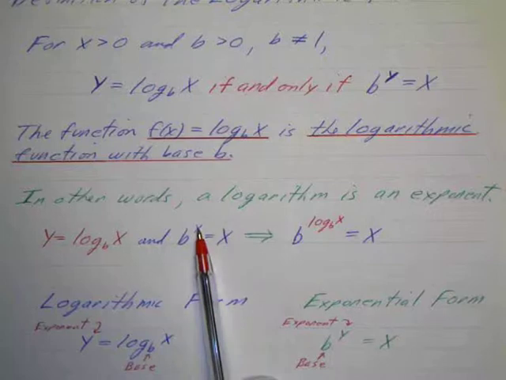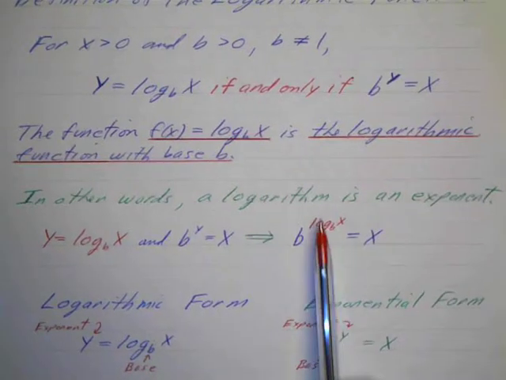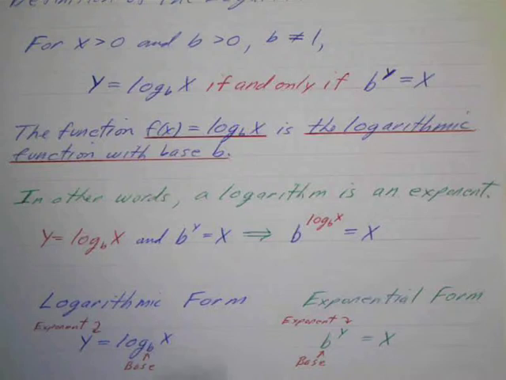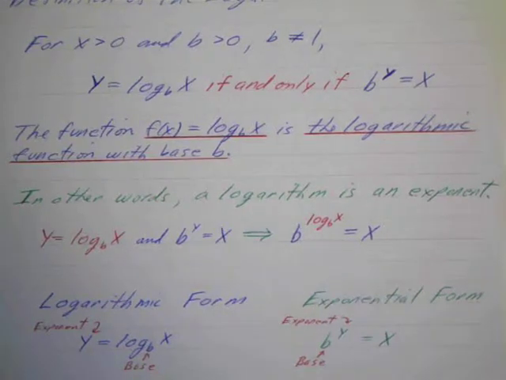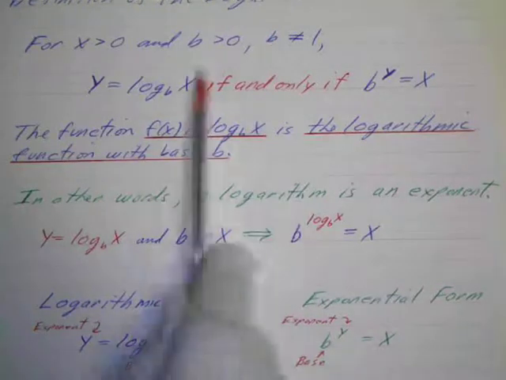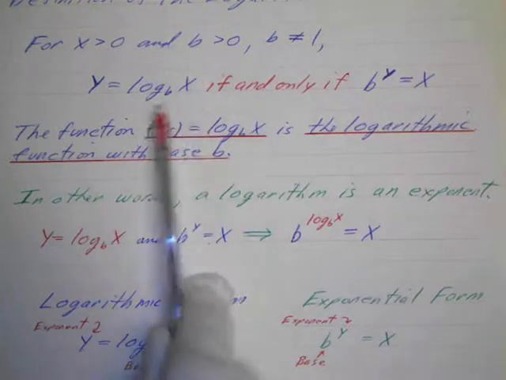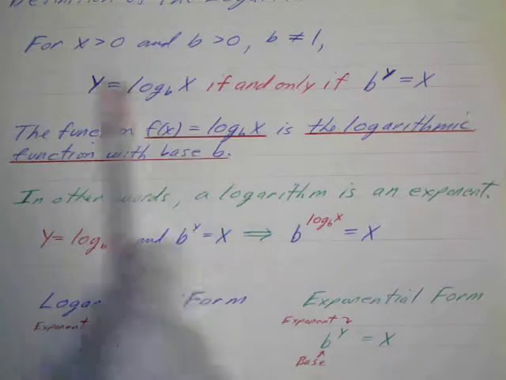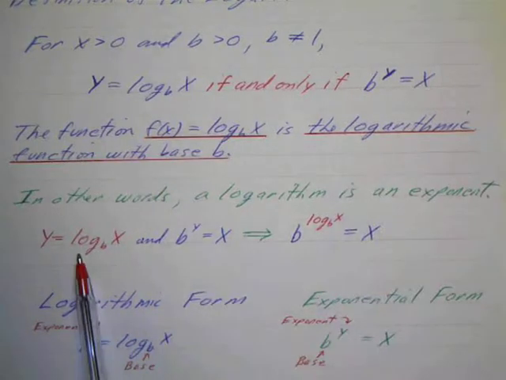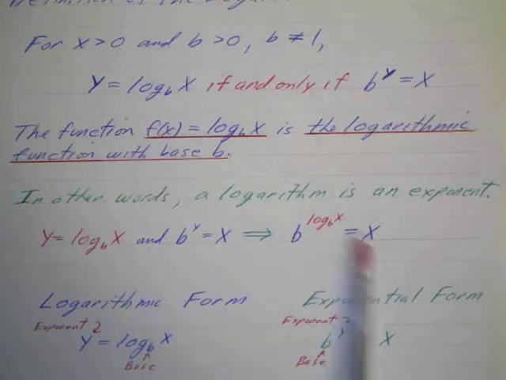Well, instead of writing y, I can write this. You can see that this is an exponent. And this really is the exponent that when I raise b to it, I get x. So it's kind of like the answer is in the wording. In other words, this is the exponent, then when I raise b to it, I get x. And you can see that b to this y equals x, or b to this log to the base b of x equals x.